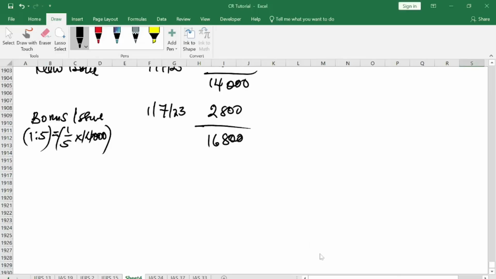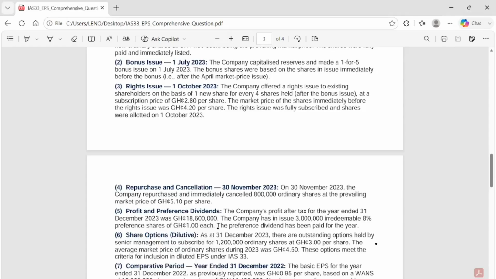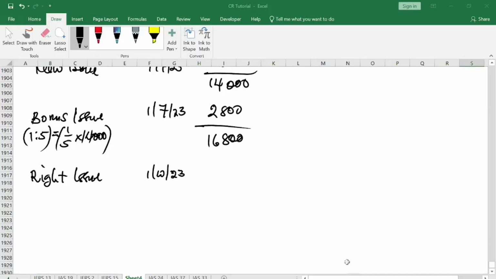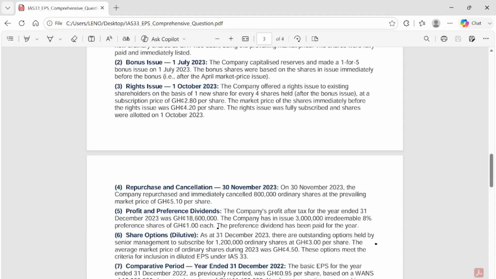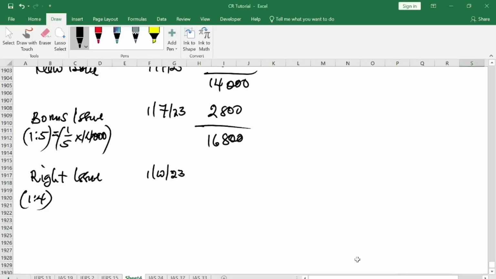So you come here, rights issue, and it was 1st October 2023. Confirm that it is there, 1st October 2023. All right, and the ratio was what? 1 for 4. One new share for every 4 shares. All right, so when you are done, you also find the number of shares in issue. That gives you 1/4 times the outstanding shares, which is what?